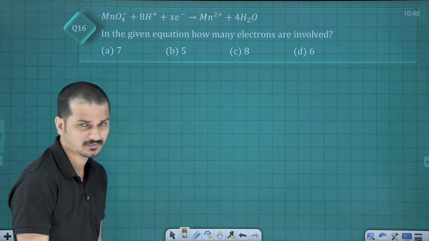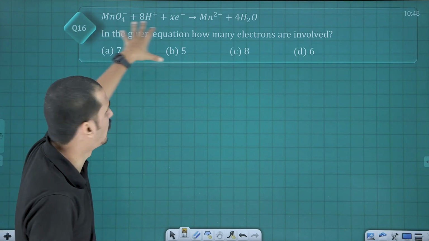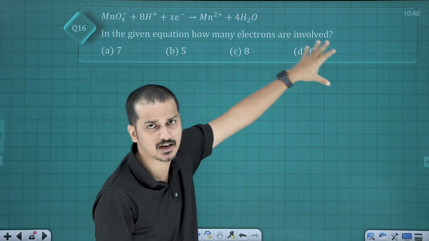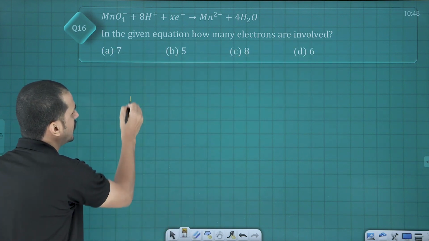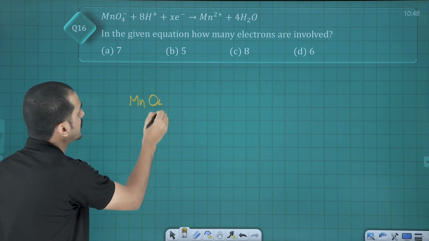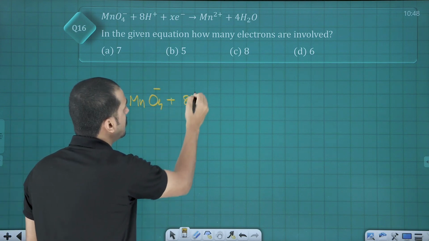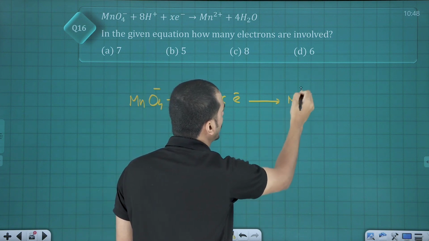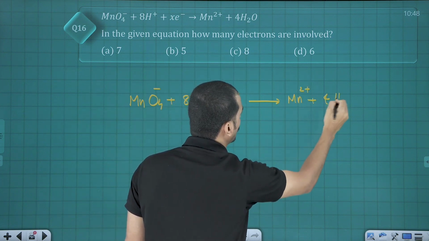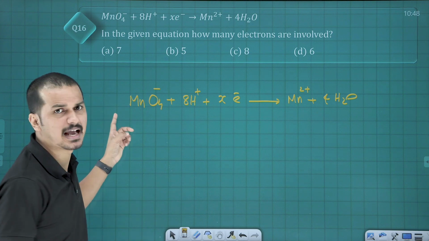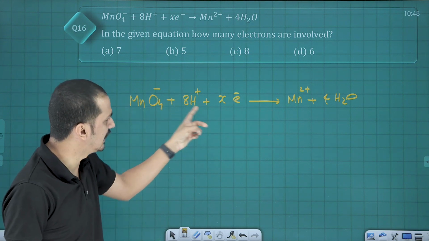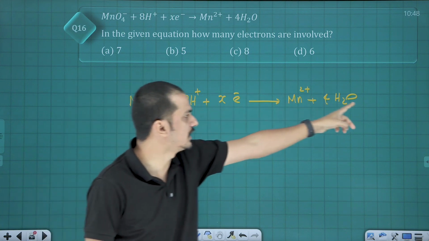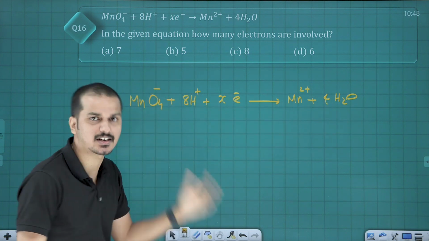Question number 16. What's the question? They have given one equation. Then they are asking, in the given equation, how many electrons are involved? So this is the equation they gave. You can see MnO4 minus plus 8H plus X electrons gives Mn2 plus plus 4H2O. So here manganese is balanced. Hydrogen, 8 hydrogen is there, that also is balanced. Oxygen, 4 oxygen is balanced. So the only thing is that charge is not balanced.